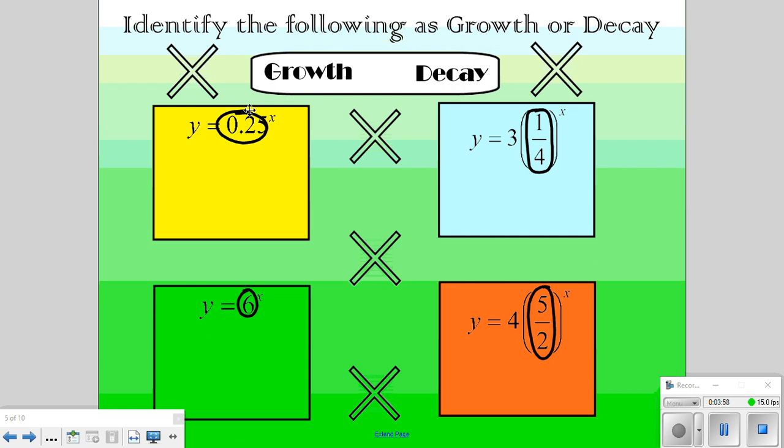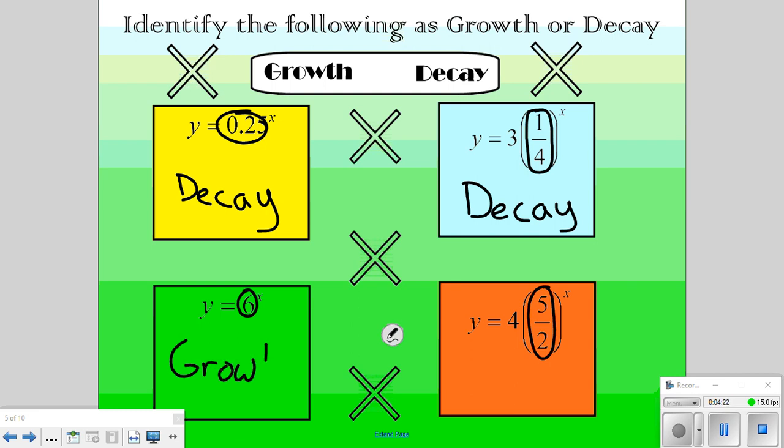So 0.25 is between 0 and 1, so that is going to be decay. 1/4 is between 0 and 1, so that is going to be decay. 6 is greater than 1, so that's going to be growth. 5/2 is greater than 1, so that's going to be growth.